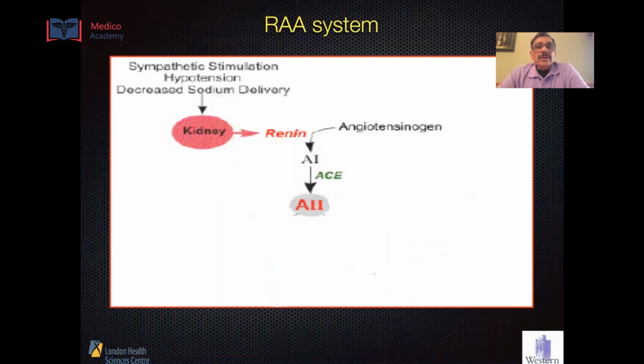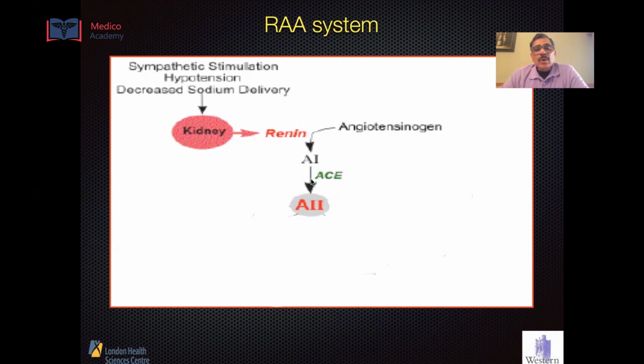Coming to the renin, angiotensin, aldosterone system, we know that angiotensinogen is a protein which is produced in the liver, but which is inactive. So whenever there is sympathetic stimulation, hypotension, dehydration, bleeding, or any other cause, or there is decreased sodium delivery to the kidneys, the kidney releases renin from the juxtaglomerular apparatus. Now, renin converts angiotensinogen into angiotensin 1, which is still an inactive form and a precursor of angiotensin 2, which is the active form.